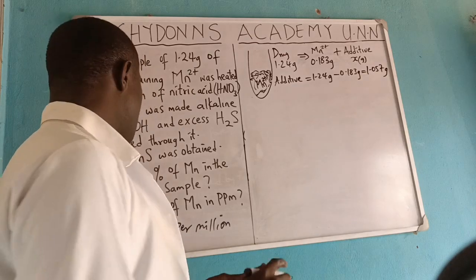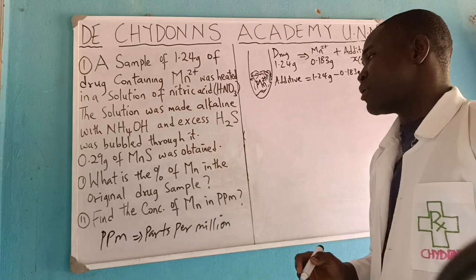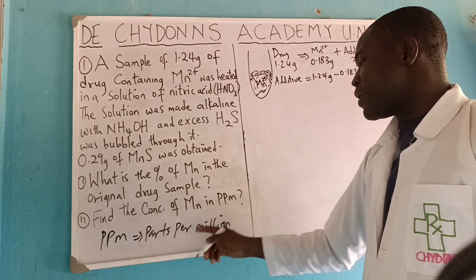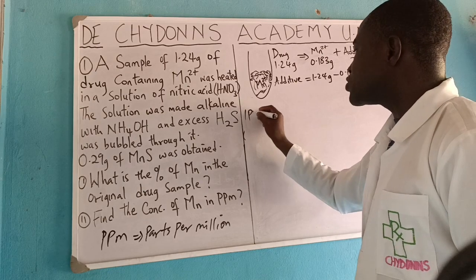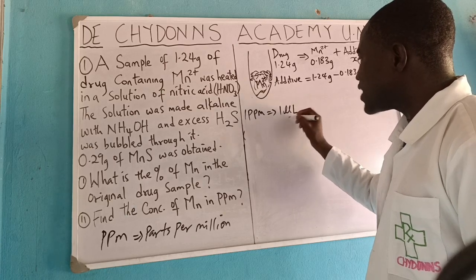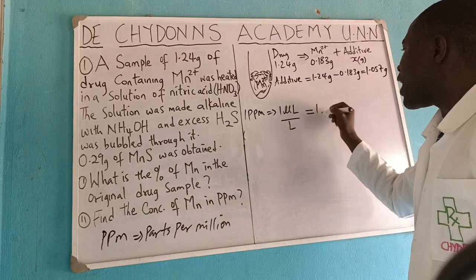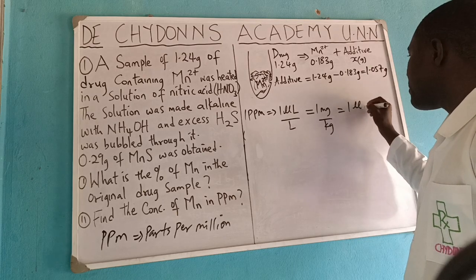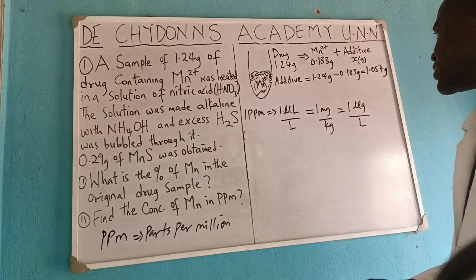That is just it. But question number 2 says, find the concentration of manganese in ppm. ppm means parts per million. What is the equivalence of 1 part per million? 1 part per million is equals to 1 microliter over liter, and is equals to 1 milligram over kg, and is equals to 1 microgram over liter, and so on and so forth. Are you getting it?